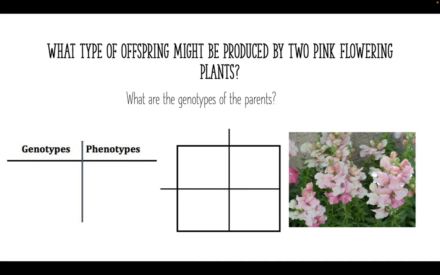So let's practice. So what type of offspring might be produced by two pink flowering plants? Well, what are the genotypes of that plant? We just said they'd be RW. So I'll give you a moment to write those down. When you're ready, I'm going to challenge you to fill out your Punnett square and your genotypes. Then we'll talk in a moment.